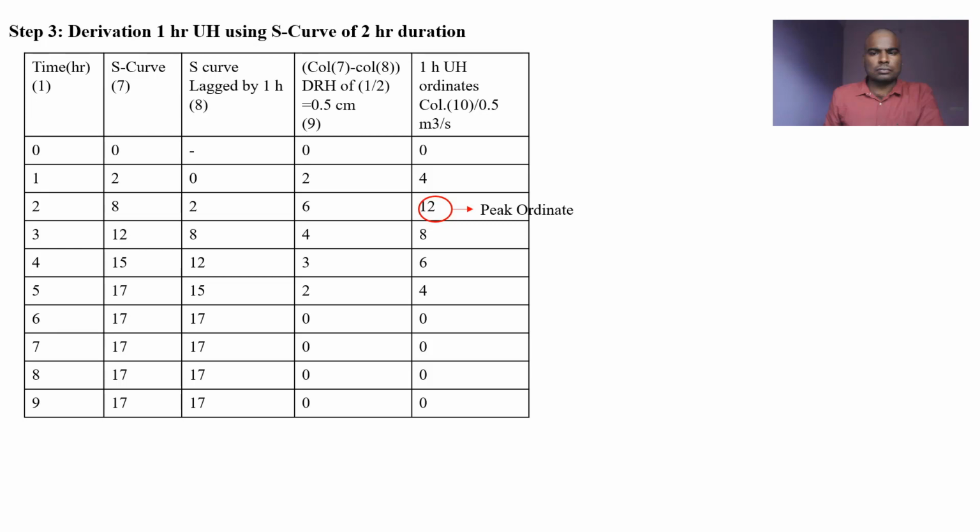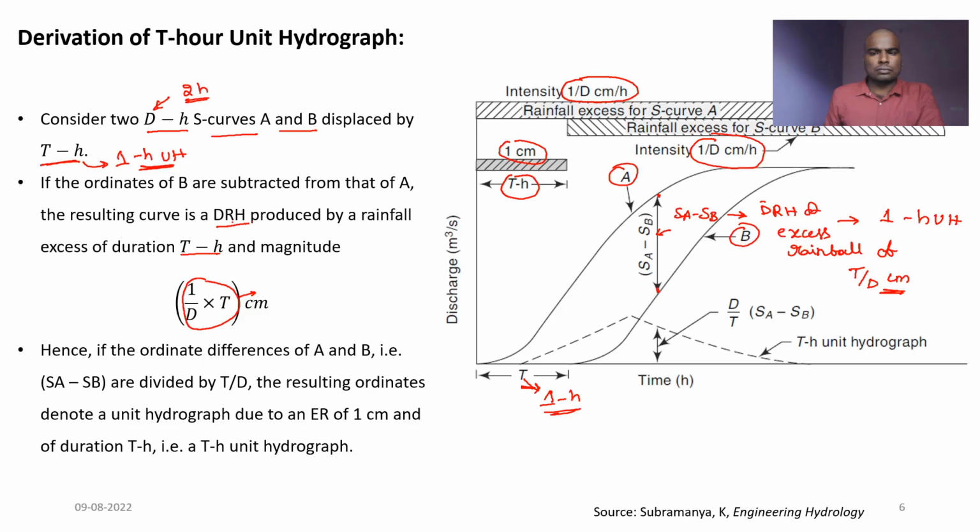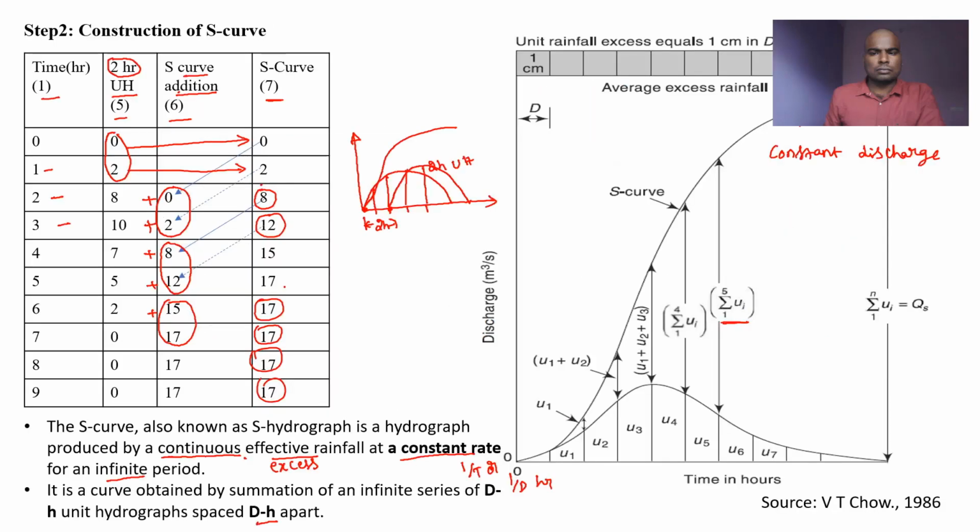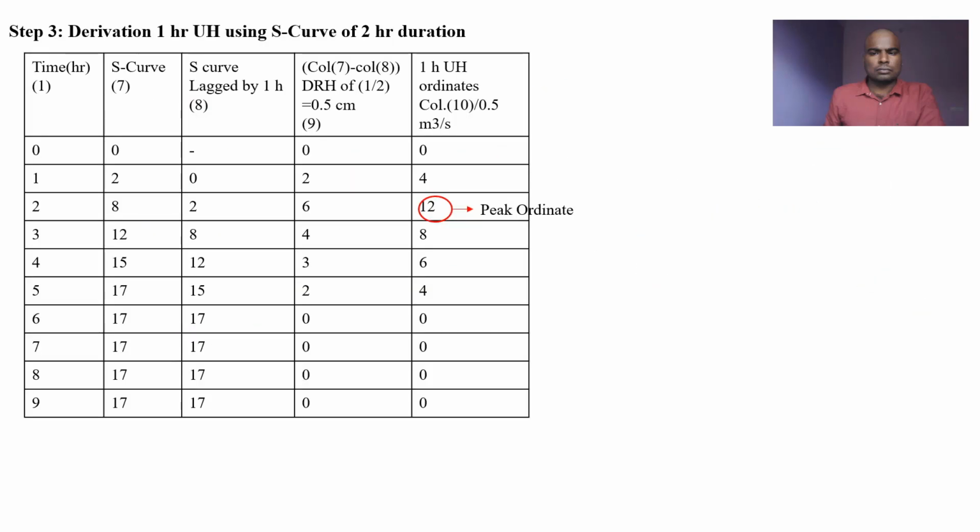So observe the column numbers again. In the previous step I stopped at column number 7, so I will start with the same column number 7. Time is the same: 0, 1, 2, 3, 4, 5, 6. Here I have added two extra columns because we are lagging this curve now. As a safer side I have added them, but these ordinates will be 0, 0 only. There is no issue. So this is the S curve we obtained in the previous step: 0, 2, 8, 12, 15, 17 and so on.